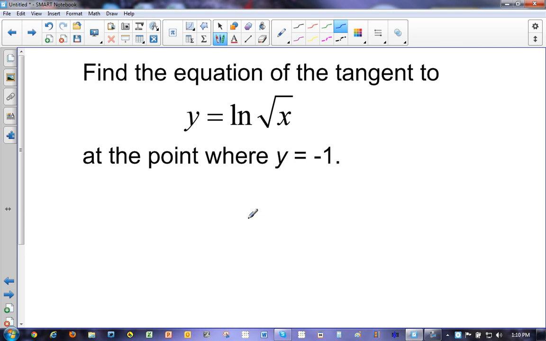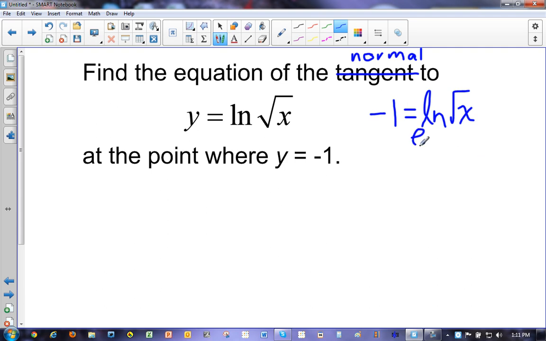The next example we're going to do, we're going to find the equation of the tangent, and actually let's change it up. Let's make it the normal this time. We've already done tangent in the last example. So we're going to find the equation of the normal to this curve at the point where y is negative 1. Well, now I've got a y coordinate, so I've got to figure out what my x is. So I'm just using regular algebra here. So y equals the natural log, negative 1 equals the natural log of root x.